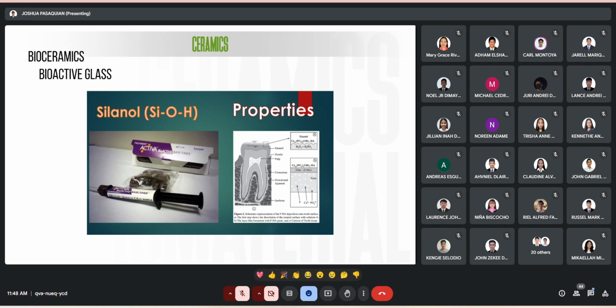The ion exchange results in the formation of silanol groups, silicon, oxygen, and hydrogen, due to the hydrolysis of the silica groups. An increased alkaline environment then develops because of the increase in hydroxide concentration. The silica network is further degraded as the pH rises, forming orthosilicic acid and silicon hydroxide on the surface in the form of a negatively charged gel. This gel layer functions as a matrix for hydroxyapatite deposition.